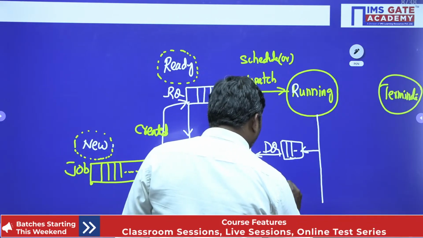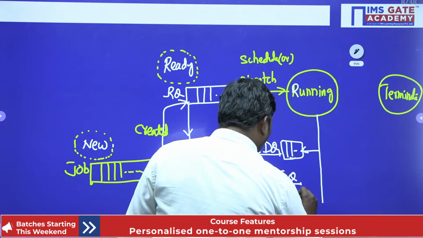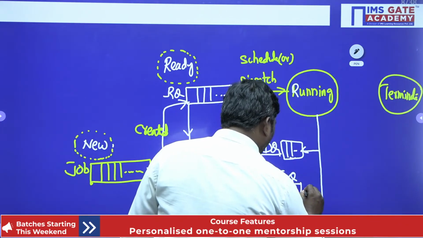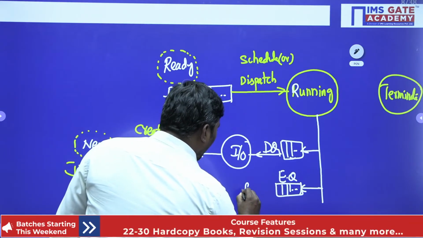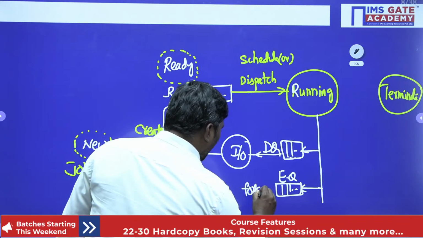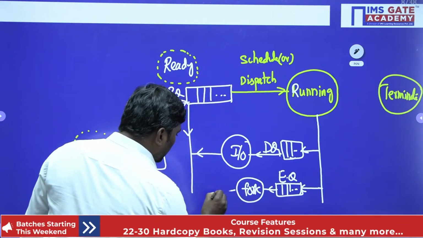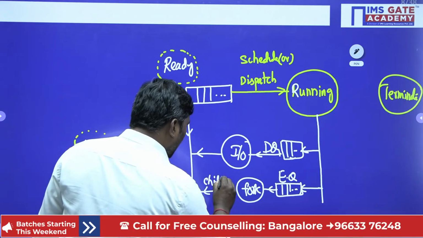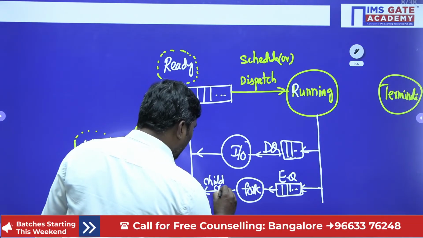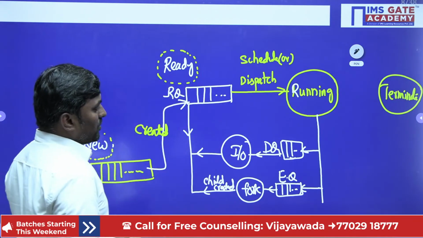Let's suppose there is an event queue. Events can be of many types: it can be a system call, it can be anything. Suppose a system call is holding. Assume fork is the system call, so now you have to execute the fork. Once the fork is over, the child got created, assume that. After execution of the fork, the child got created, and again you come back to the ready queue.